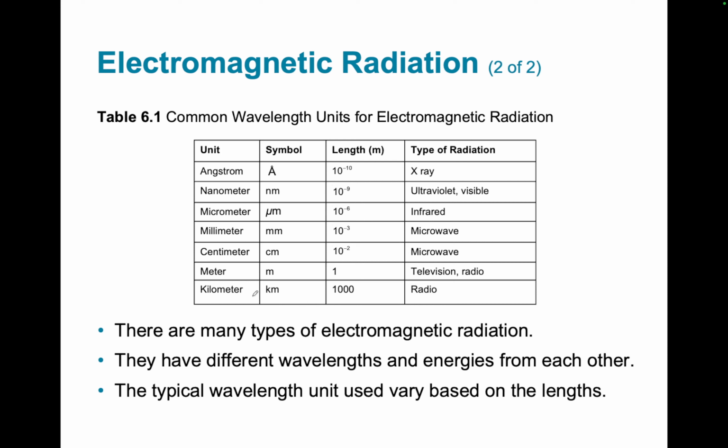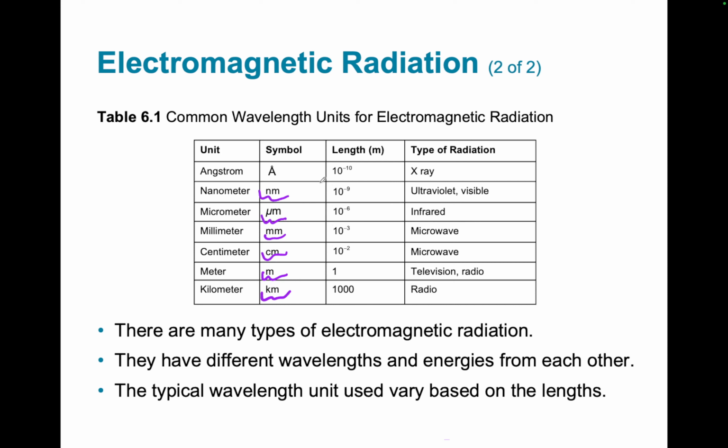A radio wave can be on the order of kilometers. I mean, that's really long, right? Radio waves are meters to kilometers big. Microwaves, centimeters to millimeters, so they're much smaller, right? Much smaller than radio waves. But then we get to things like the infrared, which is 1 micrometer.